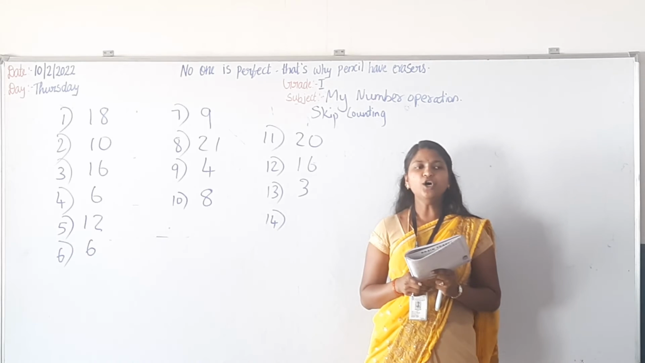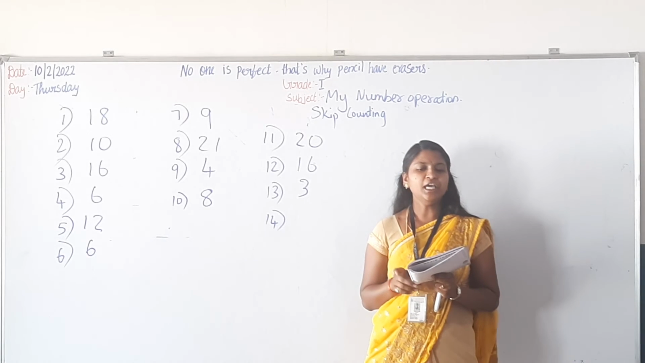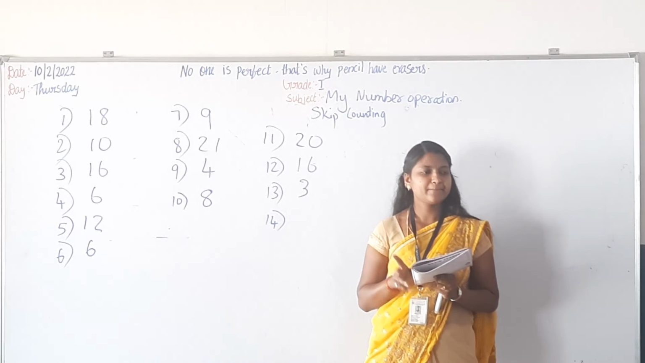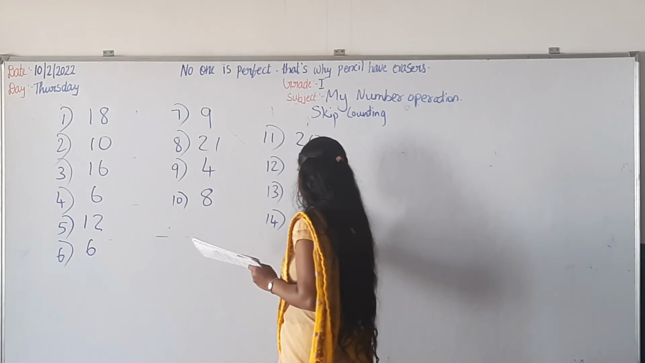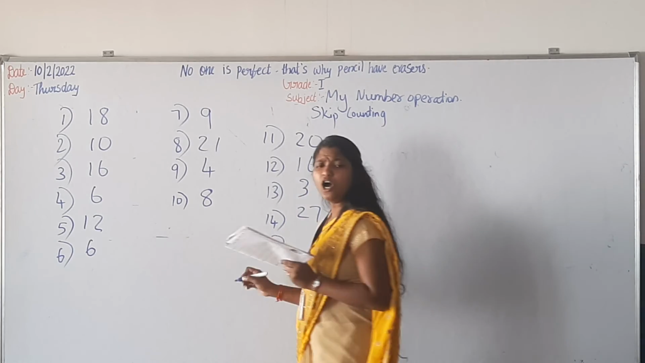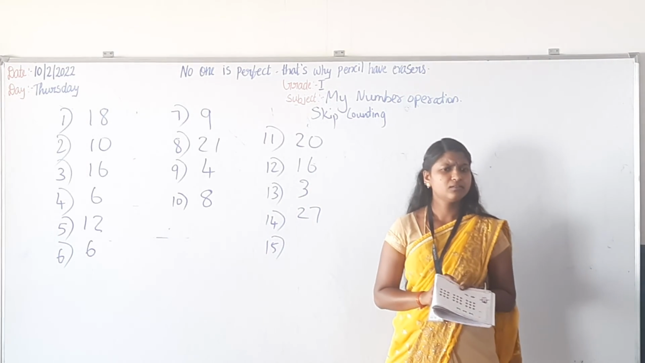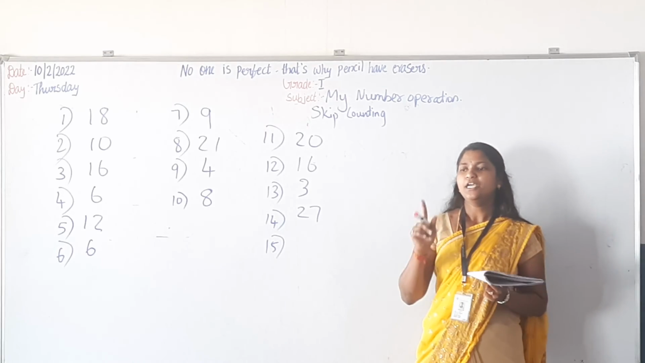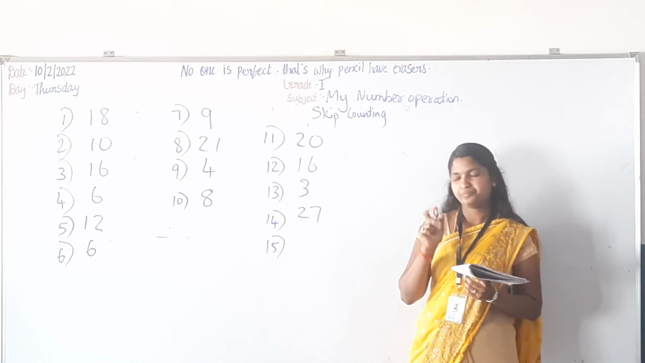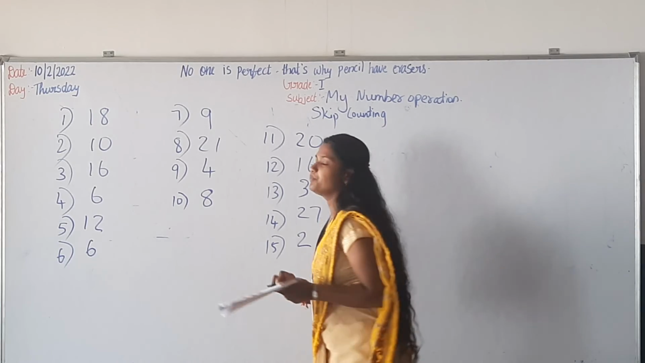Nine. Who is that talking? In each group, how many cupcakes are there? Three. How many are there? 27. Slowly. Okay, 15. How many groups are there? One. In each group, how many fishes are there? Two. The answer is two.